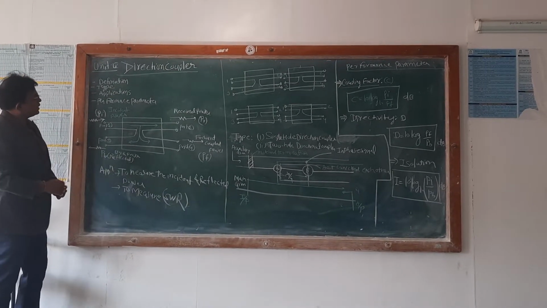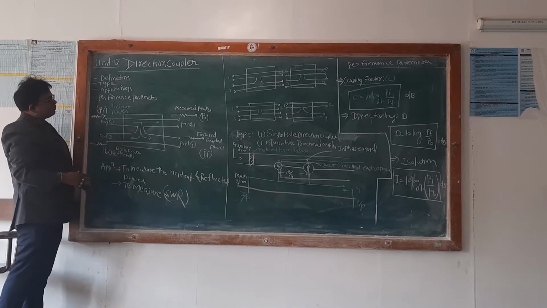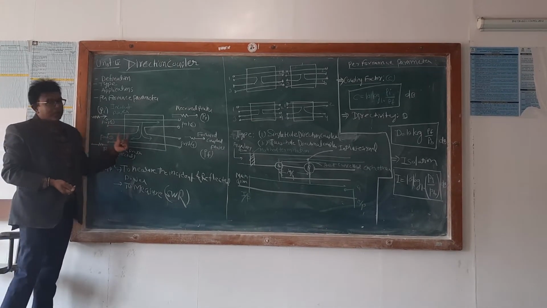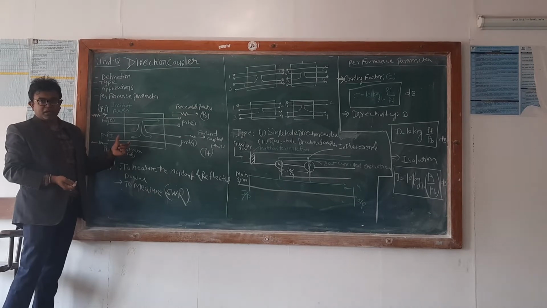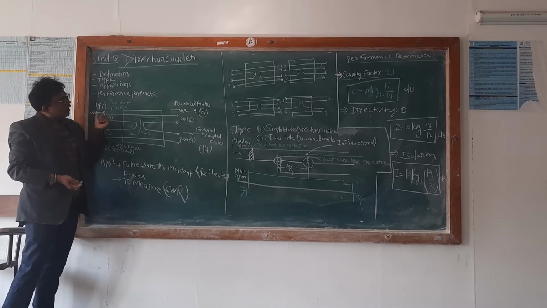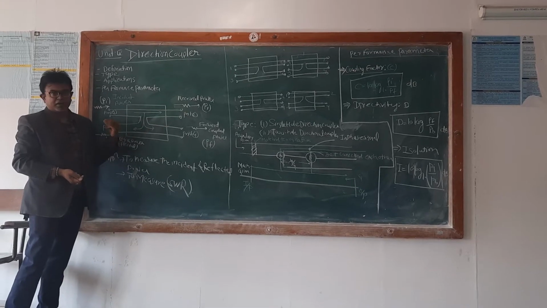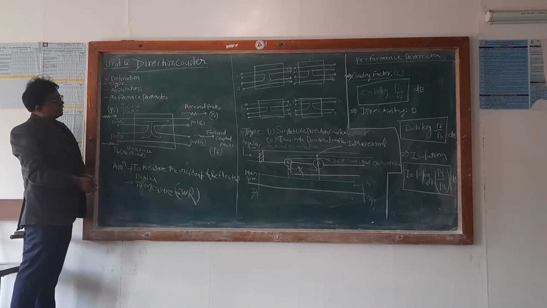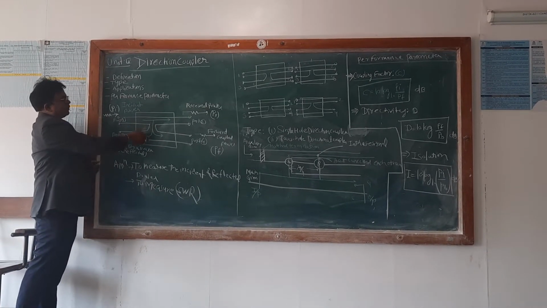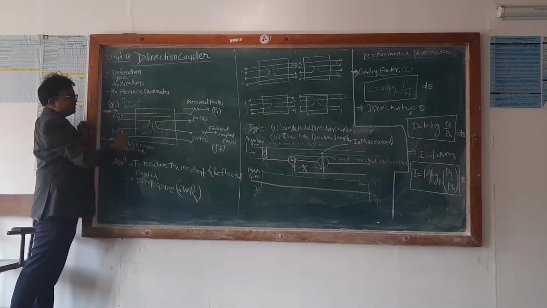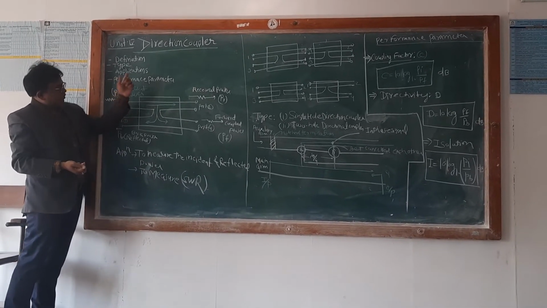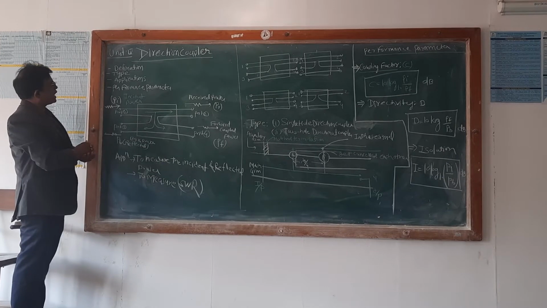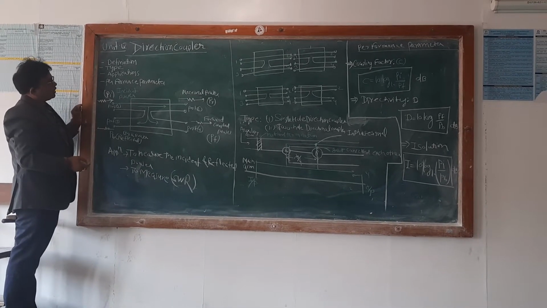A directional coupler is nothing but a microwave waveguide assembly which is used to sample a small amount of power, or to couple a small amount of power from one port to another port. So for the coupling purpose, we are using directional couplers. Before going to the types of directional couplers, let us see the structure.